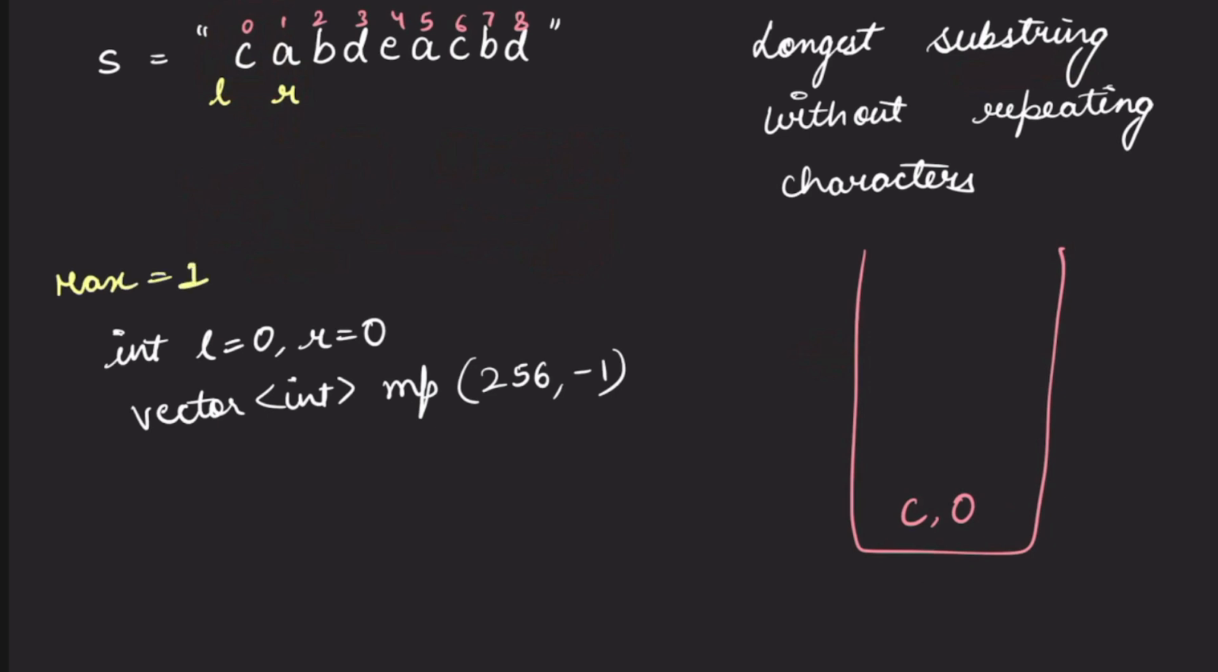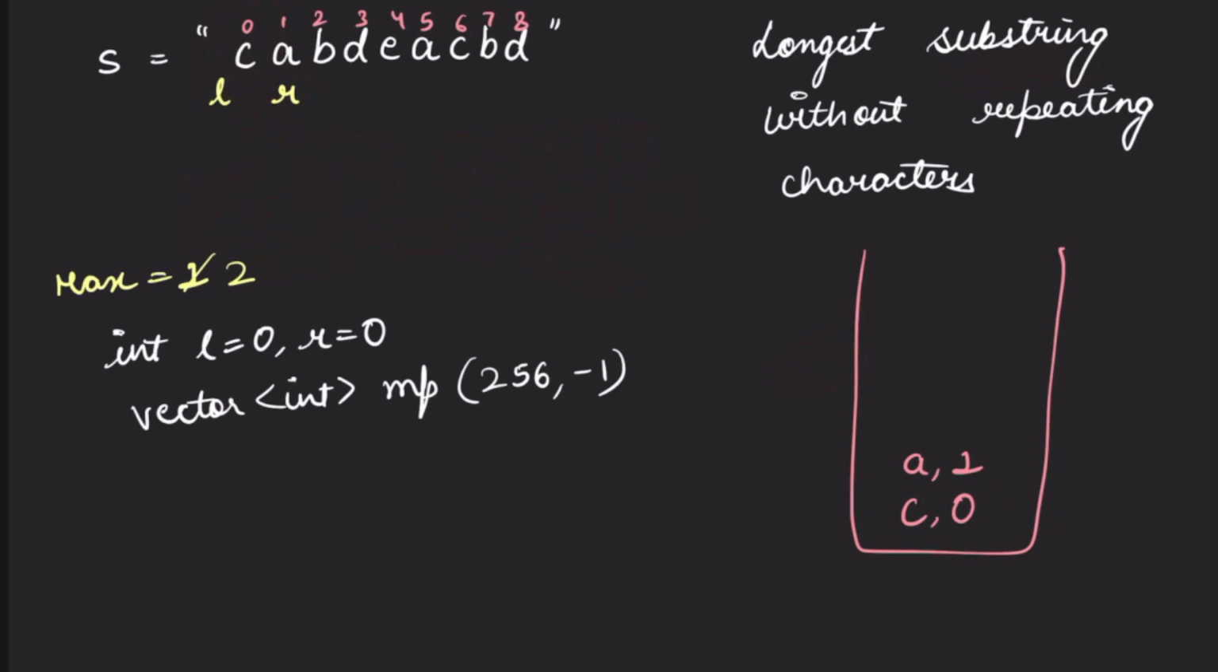Now when you have encountered A, you saw that A was not present here. So A can be taken into consideration. So now what will be your new length? It was R minus L plus 1. R is 1, L is 0. So it will be 2, right? C and A. So now you will update your max to 2. And since you have encountered A now, in your map you will update A and keep the index of A, which is 1, right?